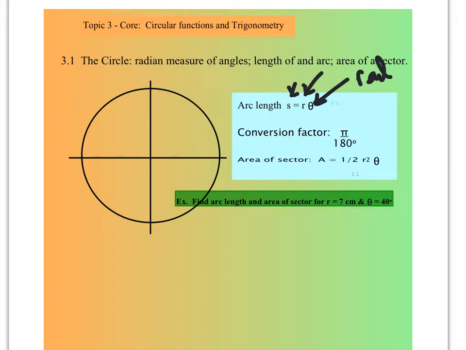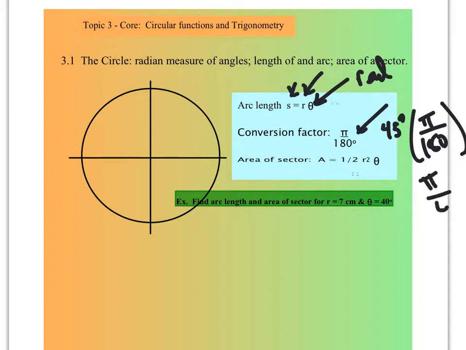So the conversion factor to go from degrees to radians is multiply your degrees by pi over 180. So if you had 45 degrees and you weren't quite sure that was pi over 4, you'd multiply that by pi over 180. And that would give you pi over 4 when you reduce.